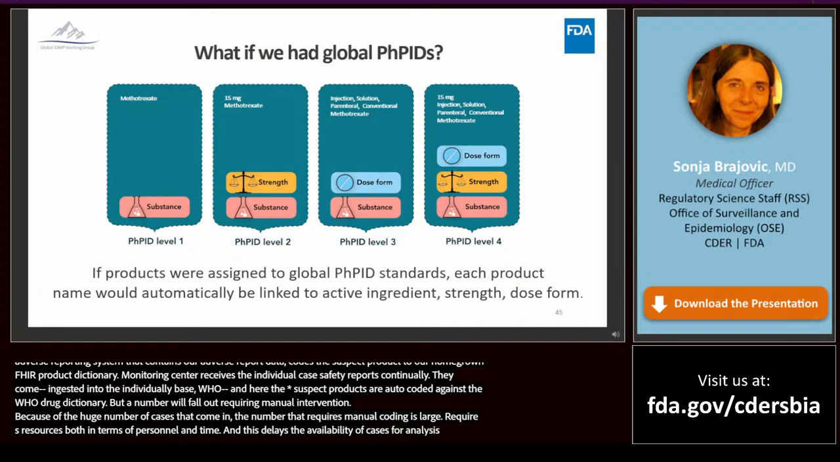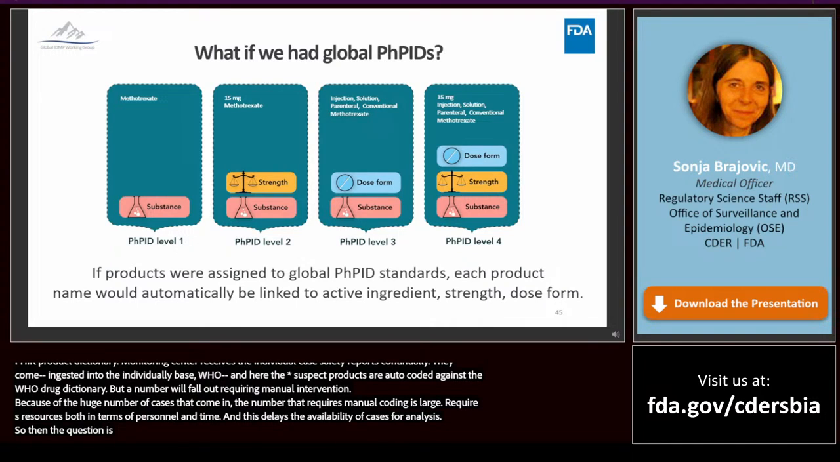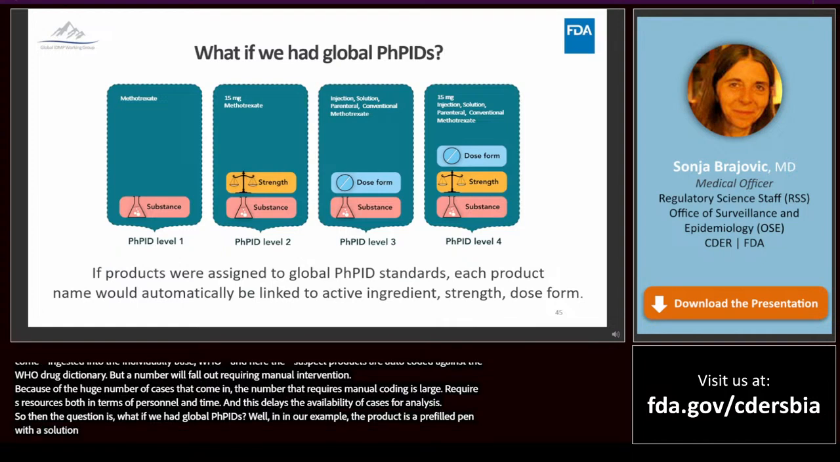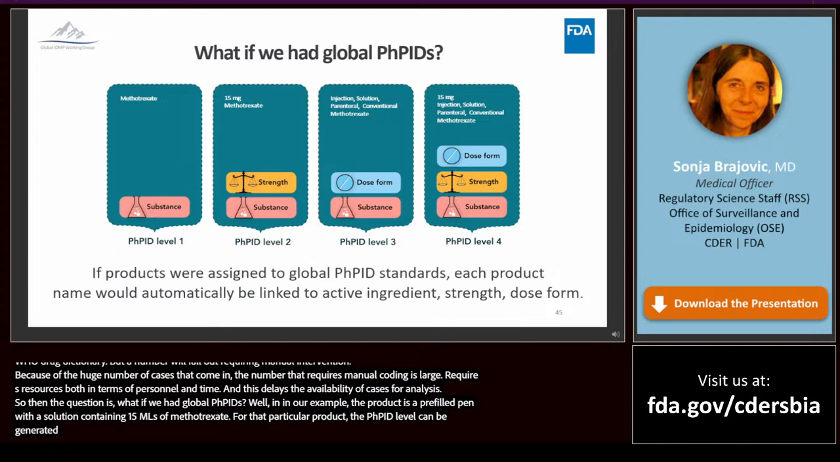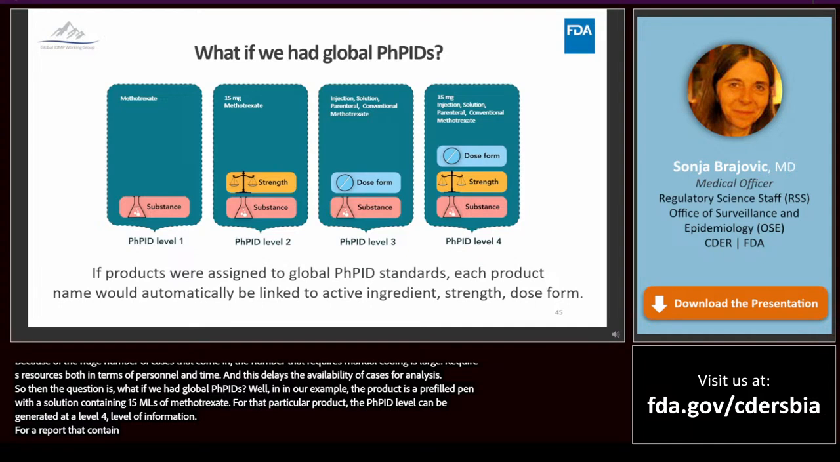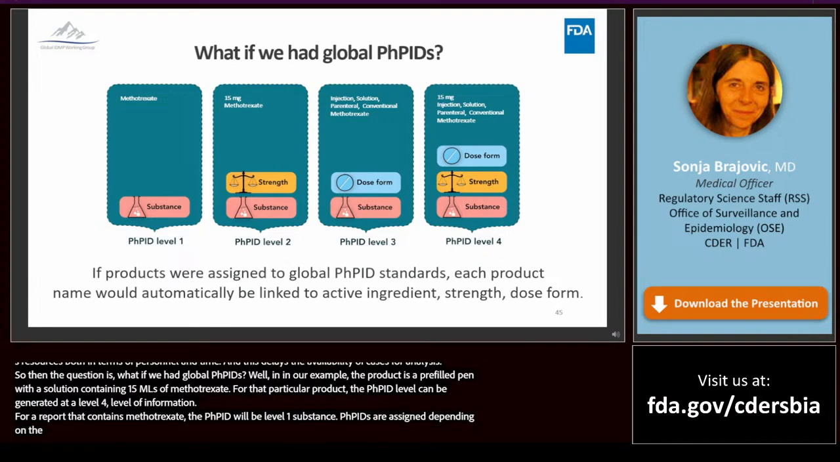So then the question is, what if we had global PHPIDs? Well, in our example, the product is a pre-filled pen with a solution containing 15 milligrams of methotrexate. So for that particular suspect product, the PHPID can be generated at level 4 of information. For a report that only contains methotrexate for the suspect product, the PHPID would be level 1, substance, and so on. So the PHPIDs are assigned depending on the available information for the suspect drug, but the data would be there, making the cases available for analysis.